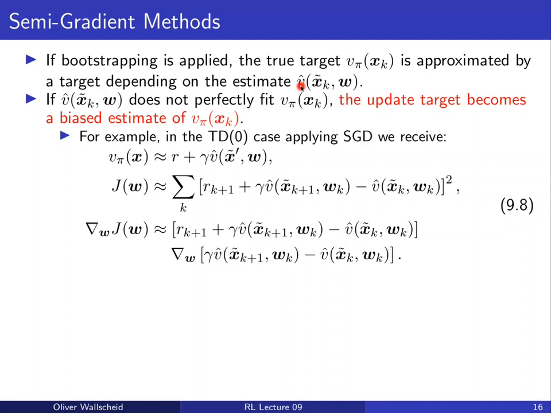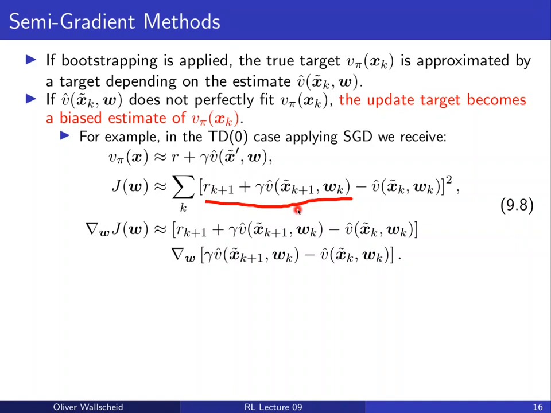So if we illustrate that with an example, here in TD0, our estimate of the true target V pi is, as we have learned, the sampled return plus the bootstrapped state value of the successor state X prime, eventually discounted. With that, we could calculate the cost function J of the prediction objective in the on-policy case. So here we introduce our target of the estimation by the bootstrapped estimate at time step k and put in the successor state x k plus 1.